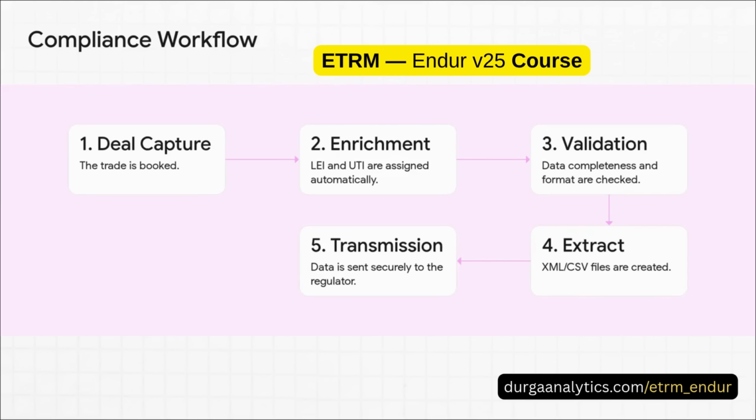So how does that engine actually run? Well, it's the super logical 5-step automated workflow. A deal gets captured. Right away, Endur gets to work enriching it, automatically assigning things like the LEI and UTI. Then it validates everything, checking for completeness and correct formatting. Next, it creates the reporting extract, the XML or CSV files.